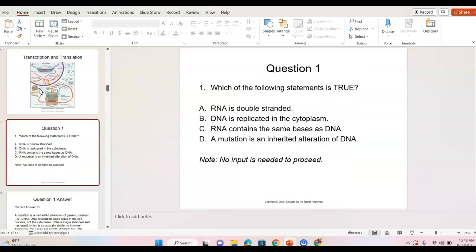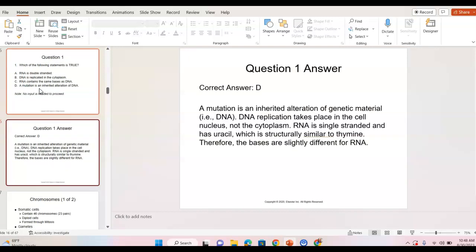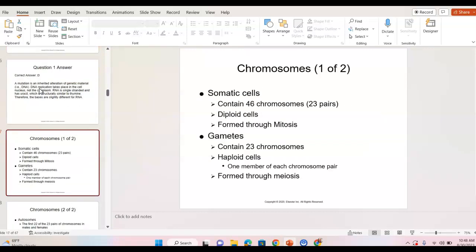Just a sidebar. Okay, so which is true? RNA is double-stranded, DNA is replicated in the cytoplasm. Yet again, read every word. RNA contains the same bases as DNA. A mutation is an inherited alteration of DNA. Which one is true? See the answer over on this side. All right, so read through that. Read through the differences and the similarities.